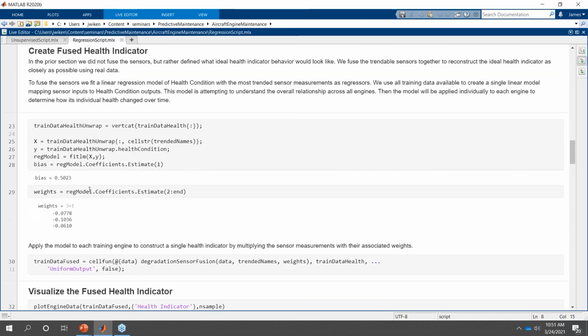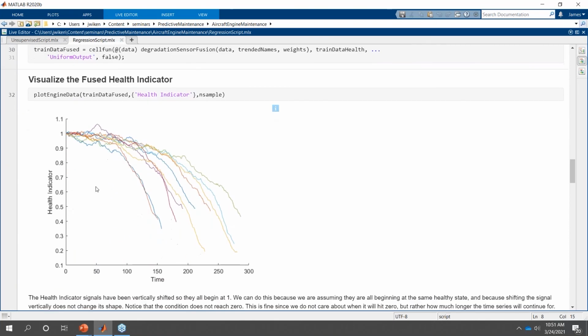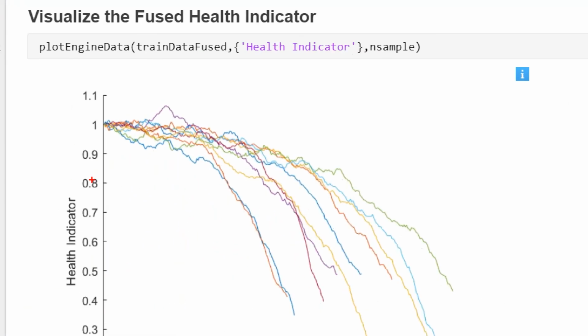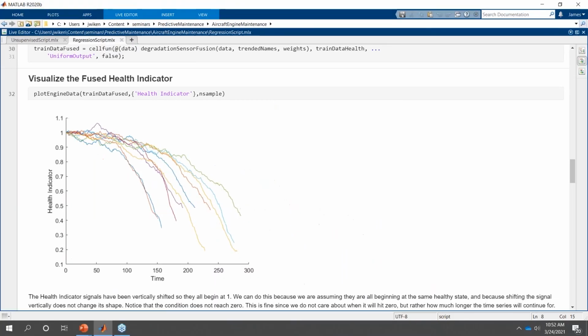And so if we take a look, this is what the fused health indicator looks like. It starts at 1, which we're kind of assuming, and then it degrades in some structure, right? This isn't linear, but that's fine. And they don't actually ever go to 0, but that's also fine. But we now have these time series of our health indicator for our specific engines based on the sensor data itself. And we would do this for all 200 of our engines. This is showing the first 10.